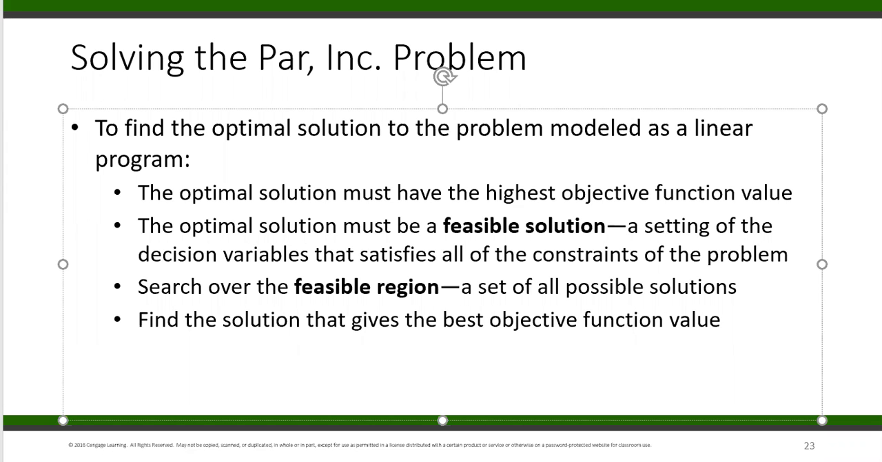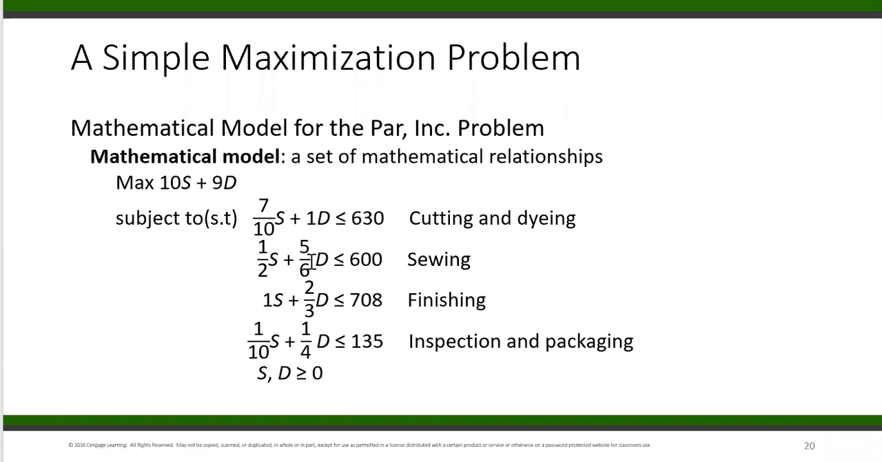So I'm going to come back here. I'm going to draw just one of these constraints, just to give you the idea of how we draw the feasible region. And then I'm just going to show you the graph that actually has all these 6 constraints. So here we have 6 constraints, right? One for cutting and dyeing, one for sewing, finishing, inspection and packaging, and then we have 2 non-negativity constraints.